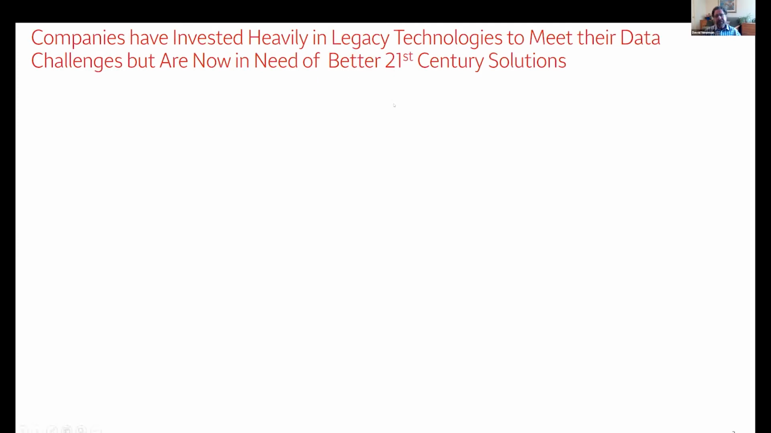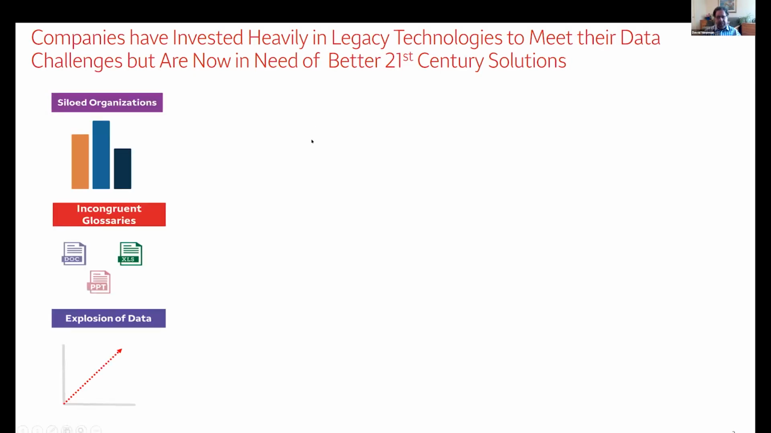So just to get started, companies have invested massive amounts of capital in legacy data technologies to meet their data challenges. But we're now entering the third decade of the 21st century, and we need something new. So why would we need something new?